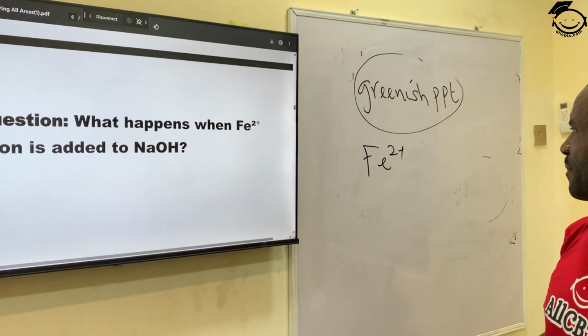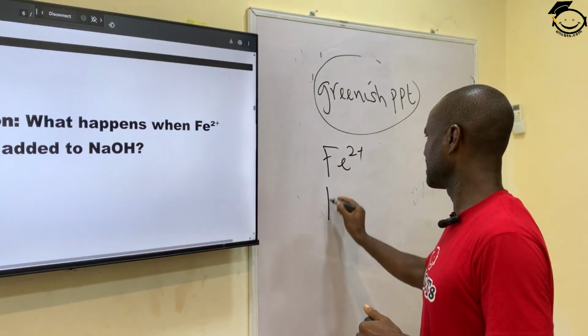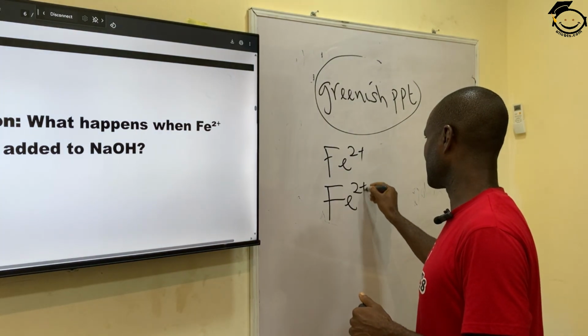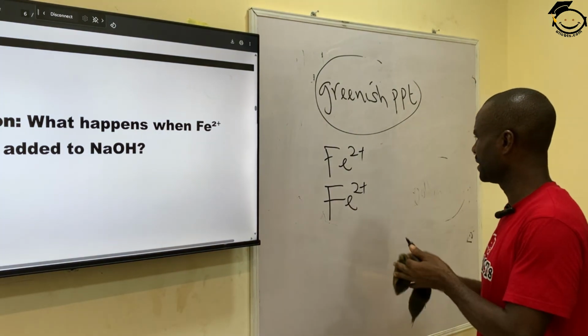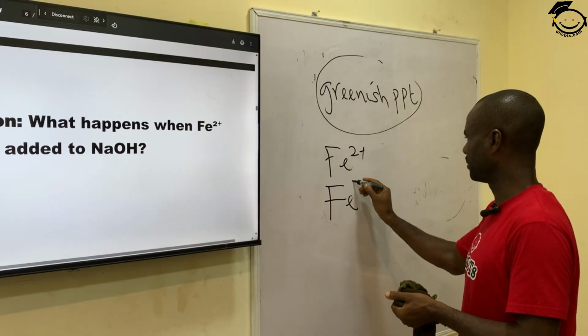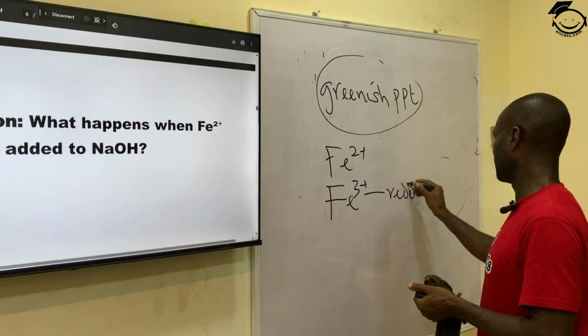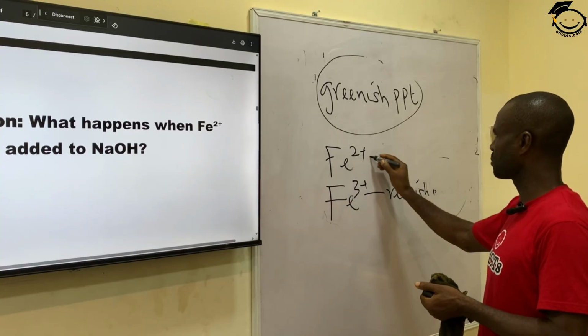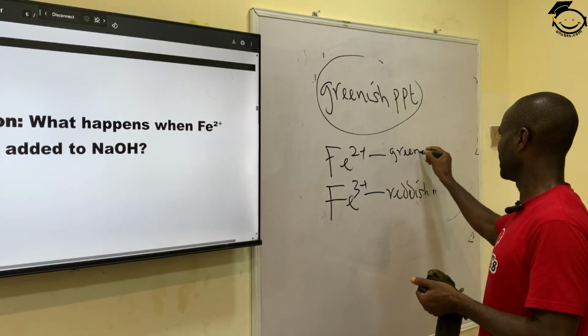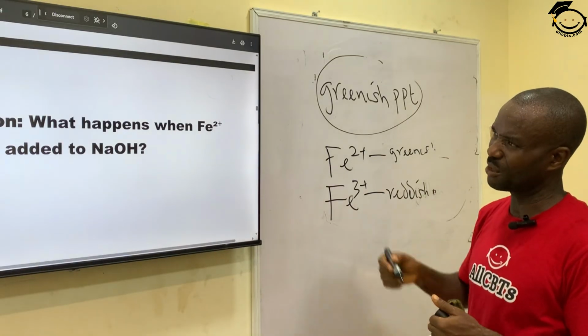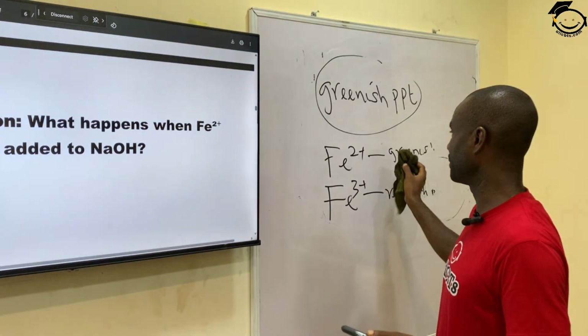The other one is another test. If this is iron III, it will show a reddish brown precipitate, while iron II will show a greenish precipitate. So that is how to distinguish iron II from iron III.